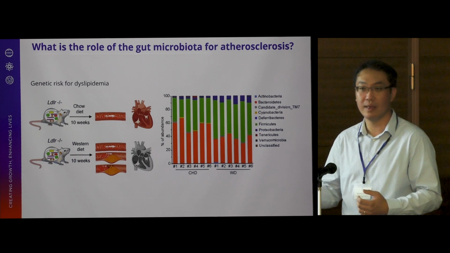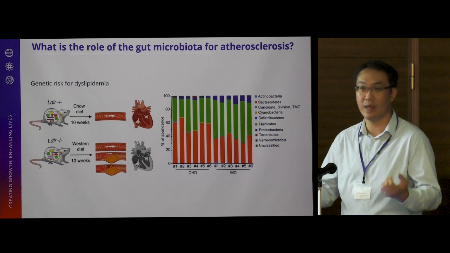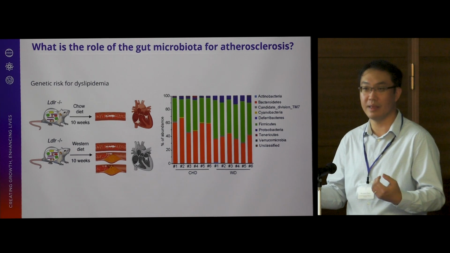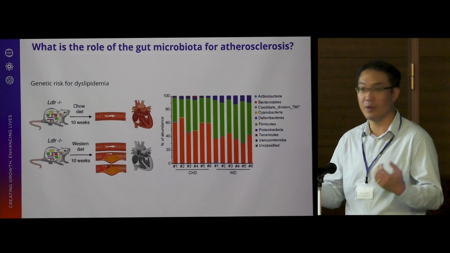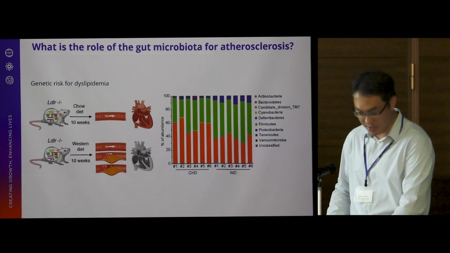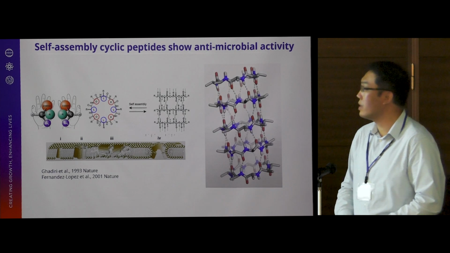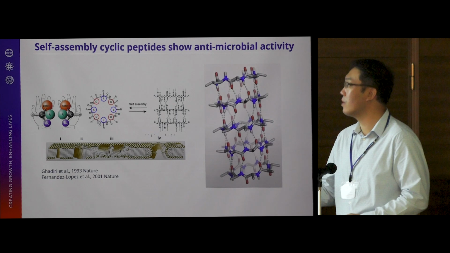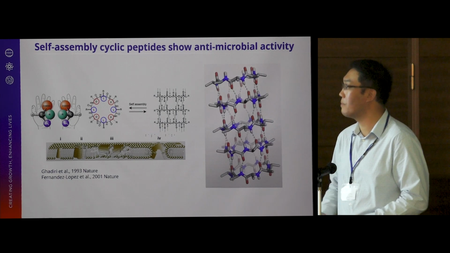First, can we do that? And second, what will happen if we can do that? Can we see any beneficial effect? Because the animals will still be on the high-fat diet. So that's why we decided to use this chemical molecule called self-assembling cyclic peptide.